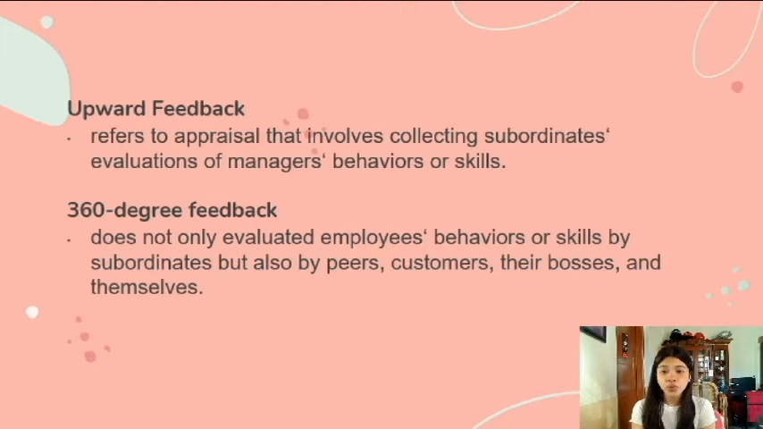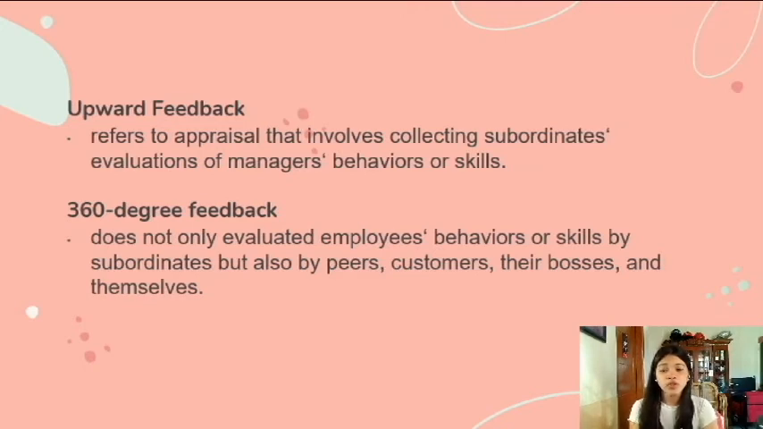These two are popular tools for development, particularly for managers. Upward feedback refers to appraisal that involves collecting the subordinates' evaluation of the manager's behaviors and skills, whereas 360-degree feedback does not only evaluate employees' behaviors or skills by subordinates, but also by peers, customers, their bosses, and also themselves. The raters complete a questionnaire asking them to rate the person on a number of different dimensions. The assessors are asked to assess the manager's strength in a particular item or whether development is needed.